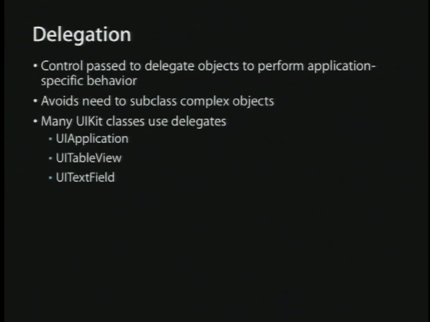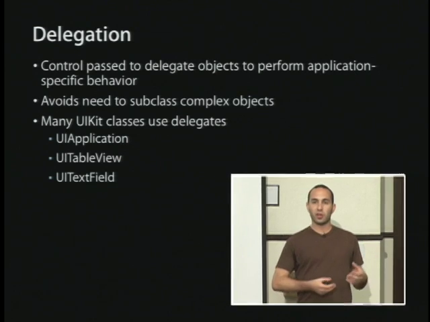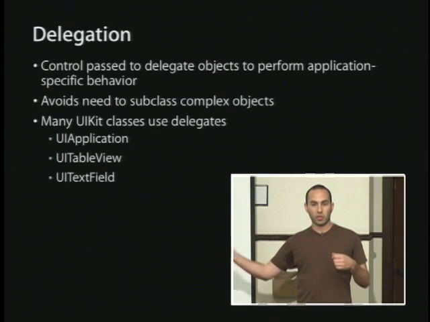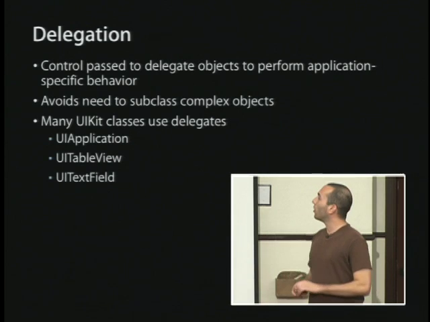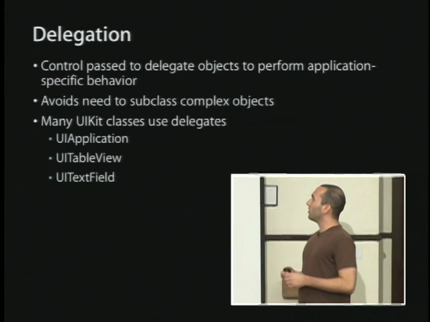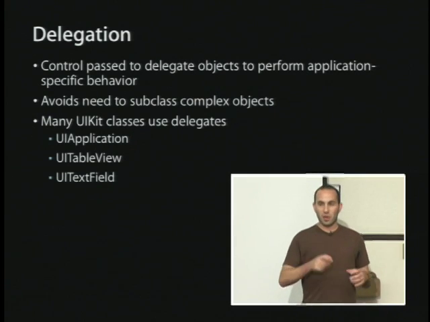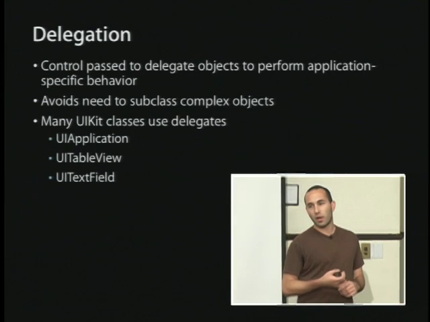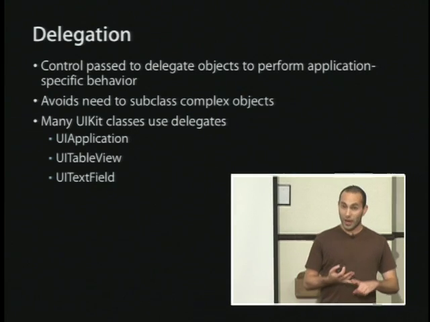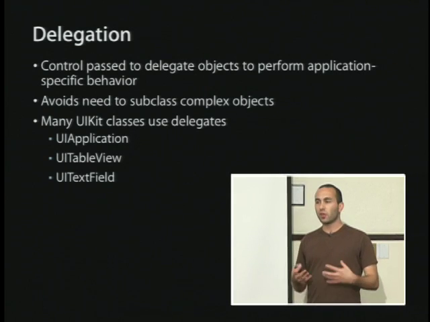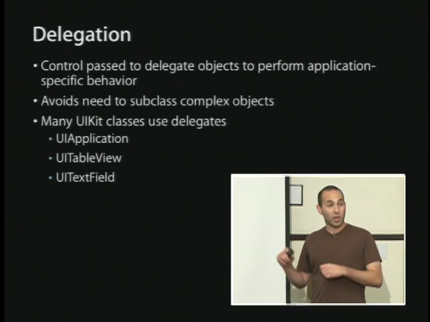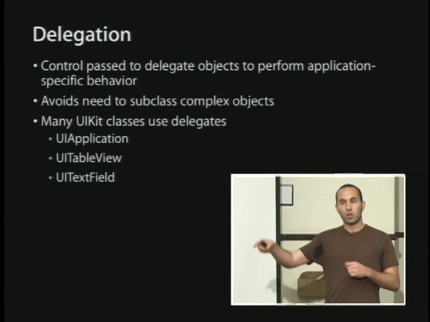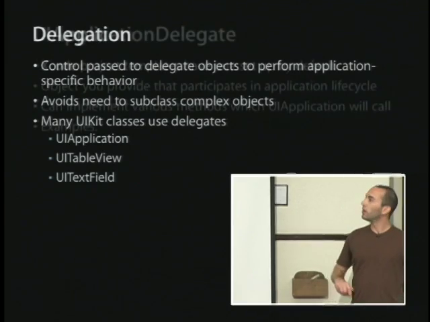Well, delegation allows for an object or a class to have very contained behavior and to provide hooks to someone else for customization. Okay, so we'll look at the UI application in a second, but it avoids having to subclass very complex objects. And some of the ones you'll encounter over the course of this class are UI text field, UI application itself, UI table view. These are classes that you don't want to mess with, but you want to use them in such a way that you can customize them. And we use delegation as a way to hook. I'll show you a little demo in a little bit that'll make it a little more clear.